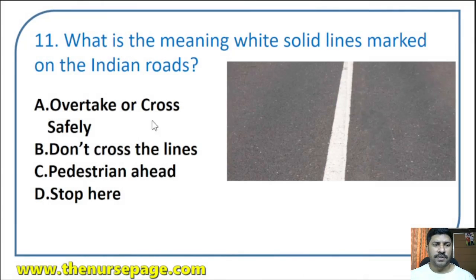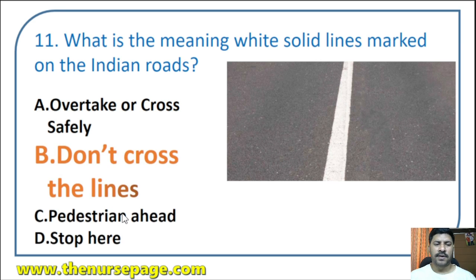So that's about that question. Next question from general awareness. What is the meaning of white solid lines marked on the Indian roads? Overtake or cross safely, don't cross the lines, pedestrian ahead, stop here. So the correct answer is don't cross the lines.